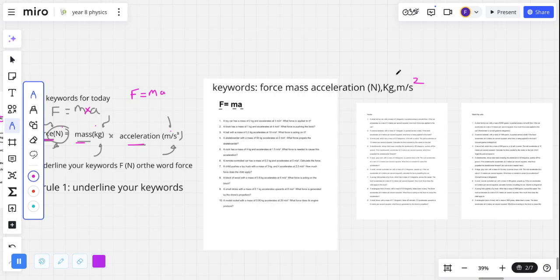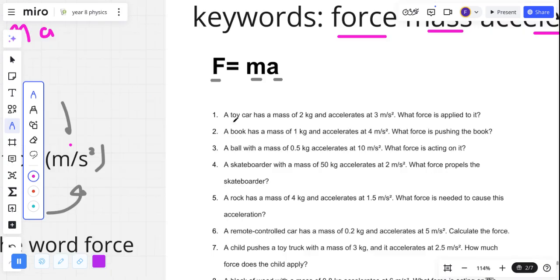Sometimes we'll just say it's changing velocity instead of using the word acceleration. So you keep an eye out for the units as well. But for this one, we're just using force, mass, and acceleration. So question 1. A toy car has mass of 2 kilograms and accelerates, these are your keywords, at 3 meters per second squared. What force is required?